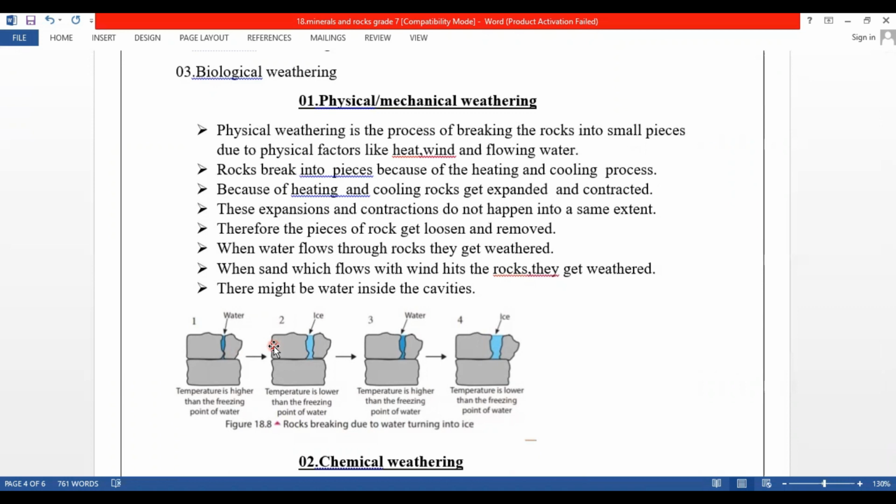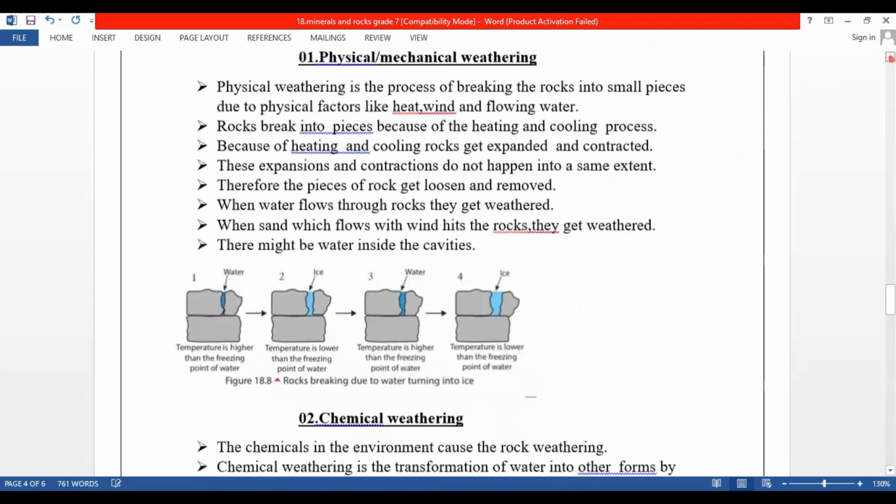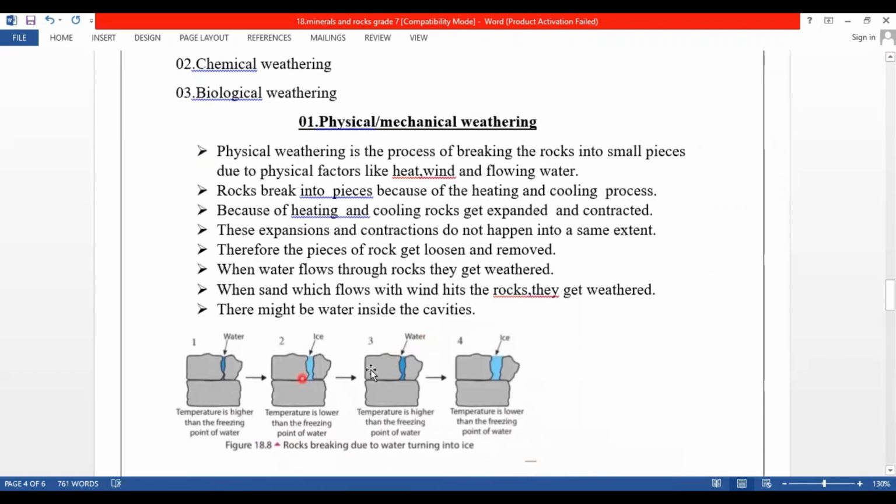And when water flows through rocks, they get weathered. Water flows through rocks, then the parts will be removed. These parts are removed with the water flow. And when sand, which flows with wind, hits the rocks, they get weathered. There may be water inside the cavities. Sometimes, with the flow of water, these parts can be removed.